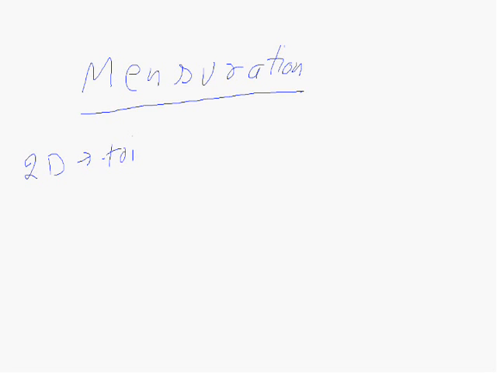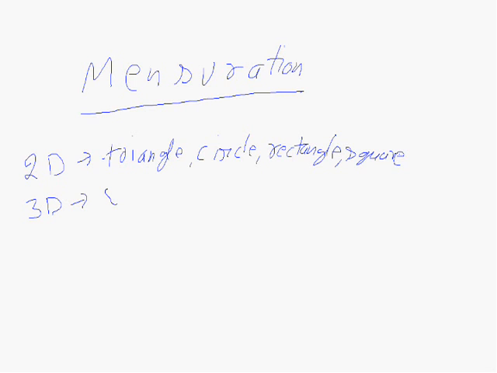triangle, circle, rectangle, square, etc. We also have three-dimensional objects like cylinder, cube, and cuboid.